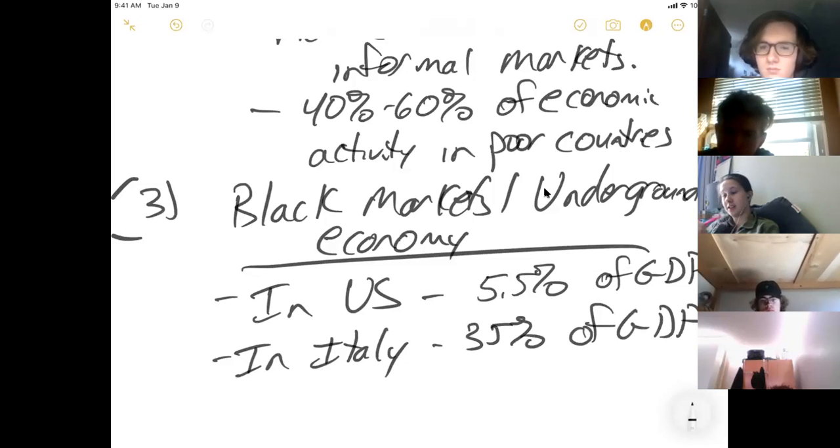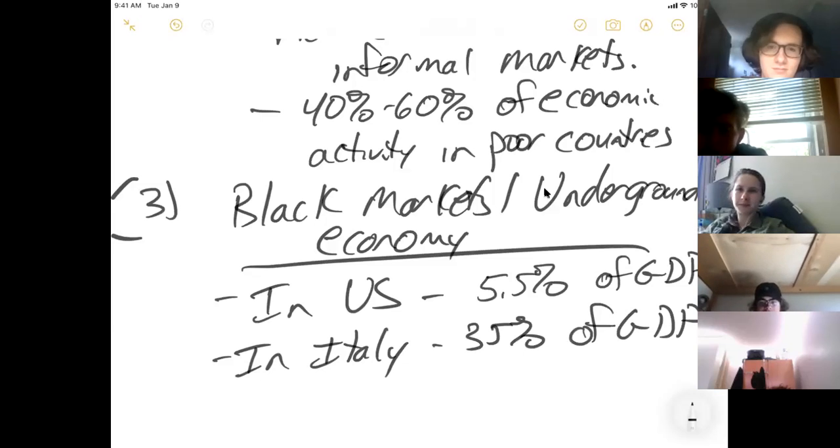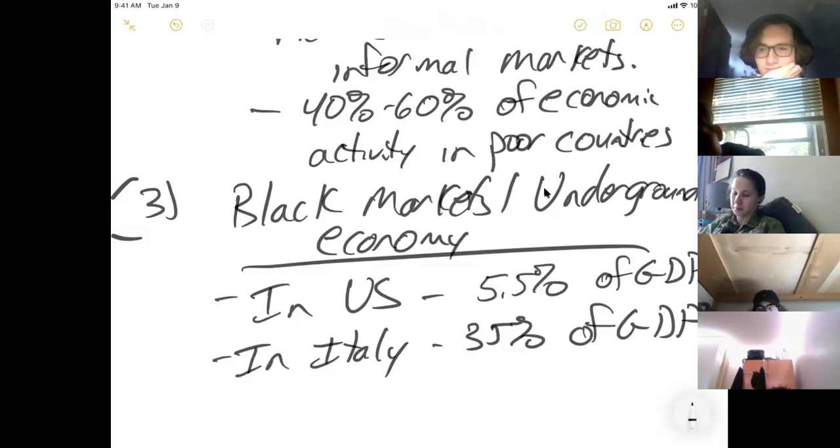35% of their GDP is in illegal activities. In fact, it's so much that Italy has begun to count drugs and the sex trade in GDP. They actually have begun to estimate this and include it in GDP because it is such an important part of their economy. So in some countries, you're missing a lot. If you're not incorporating black markets and the underground economy into your GDP, you're going to miss a lot.